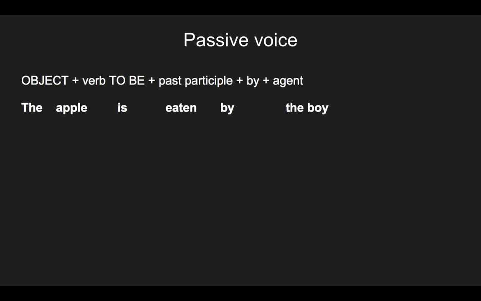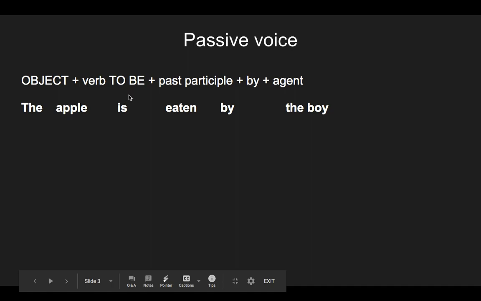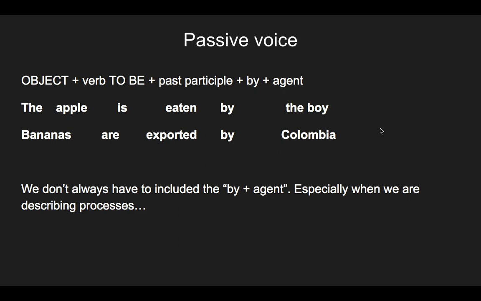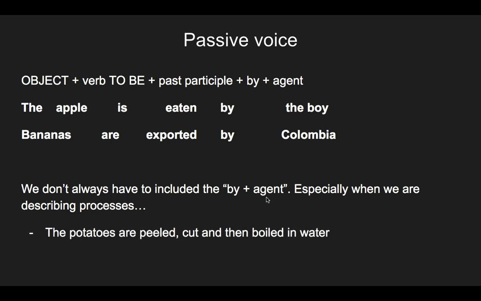So we have, for the passive voice, the verb to be, the past participle, then by the agent. The apple is eaten by the boy. Bananas are exported by Colombia. We don't always have to include the by an agent or person, especially when we're describing processes. Like the potatoes are peeled, cut, and then boiled in water.